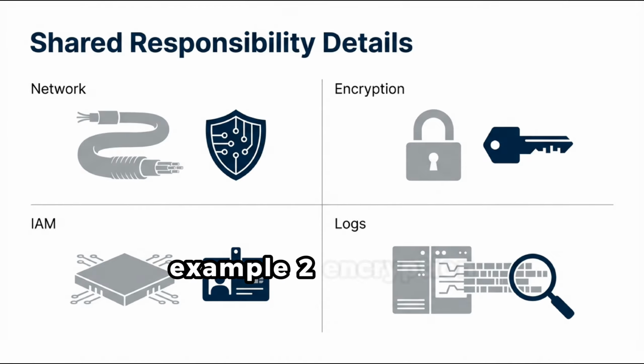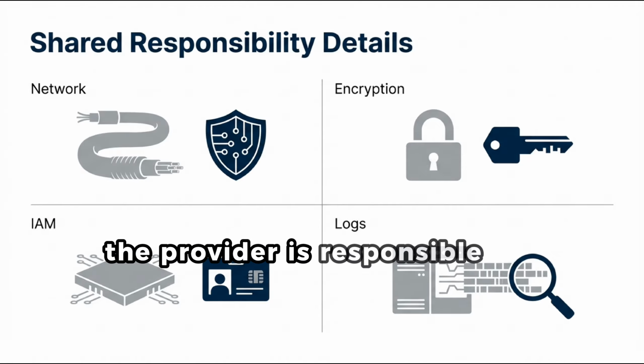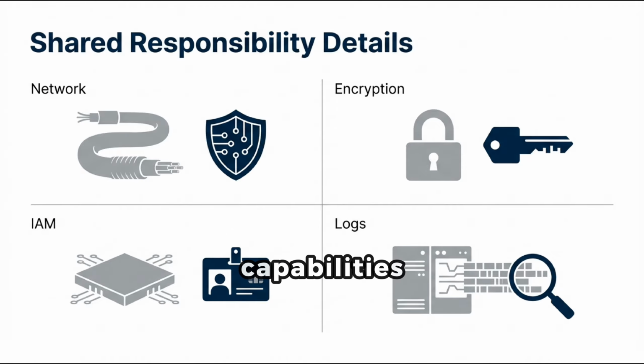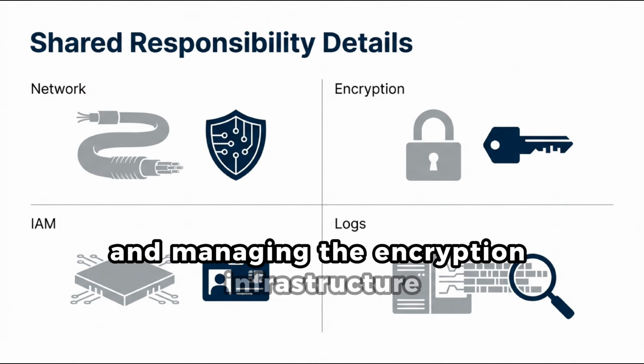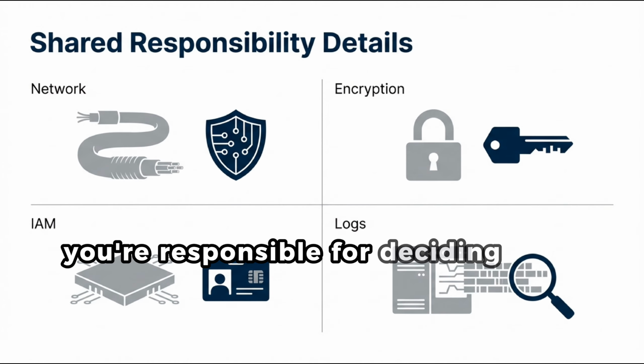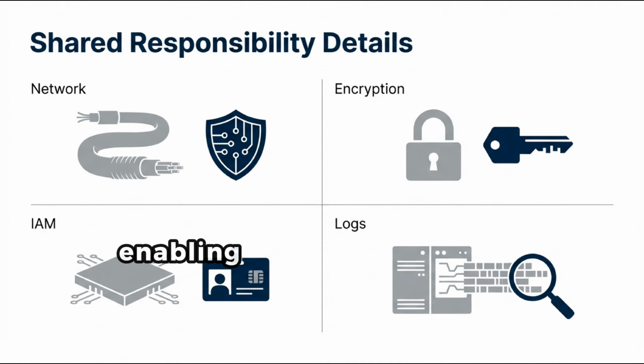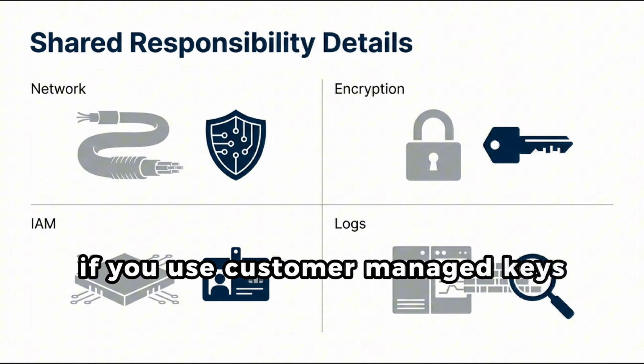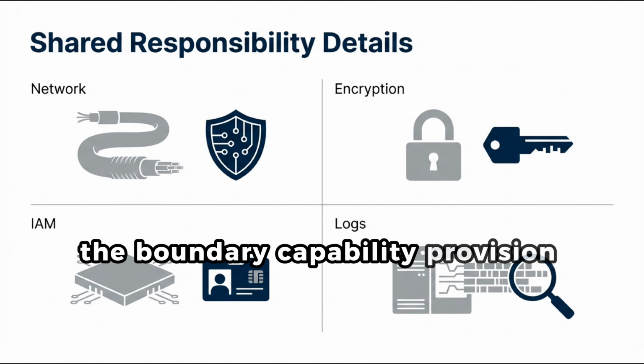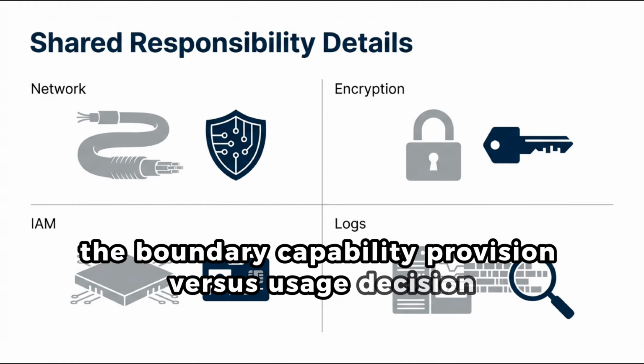Example 2. Encryption. The provider is responsible for offering encryption capabilities and managing the encryption infrastructure. You're responsible for deciding what to encrypt, enabling encryption on your resources, and managing encryption keys if you use customer-managed keys. The boundary: capability provision versus usage decision.